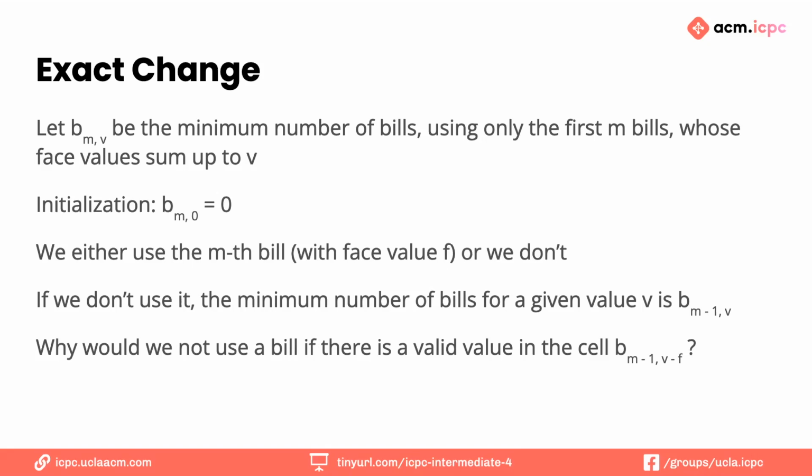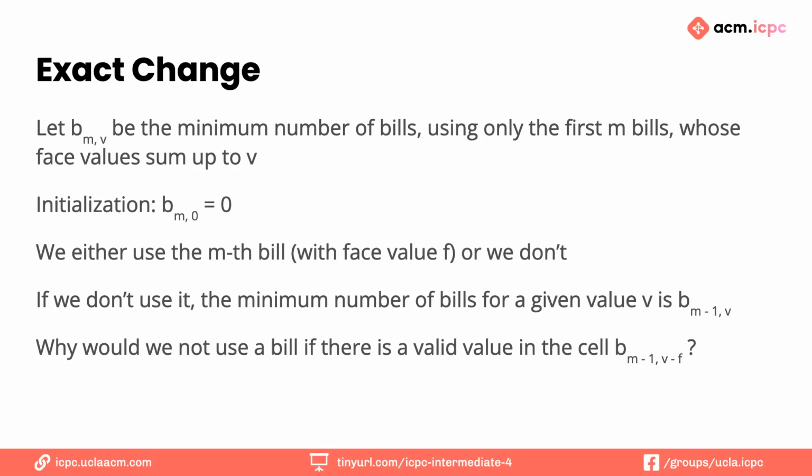The answer is basically, if there is no valid value in the cell that is m minus 1 and b minus f over, then there's no way to reach it. So we're not going to include it, and we'll simply take the value of b of m minus 1 b, which is to say that we can't include that bill. So let's just imagine that we're not using it and we take the value directly above it.